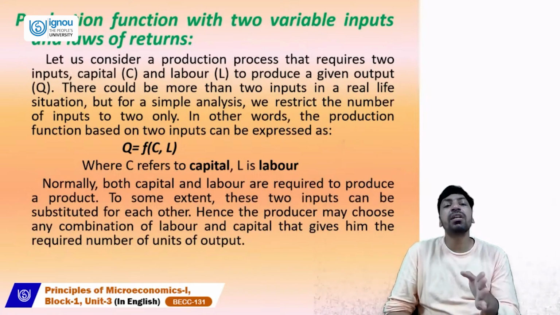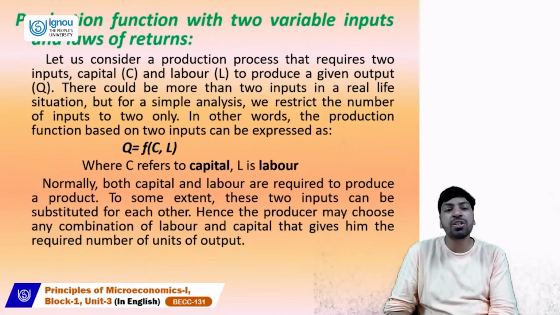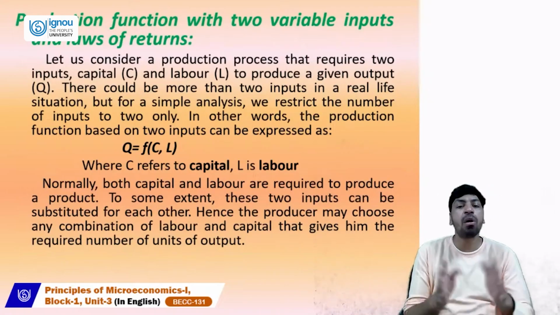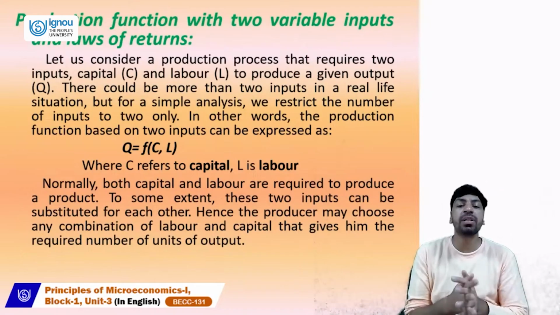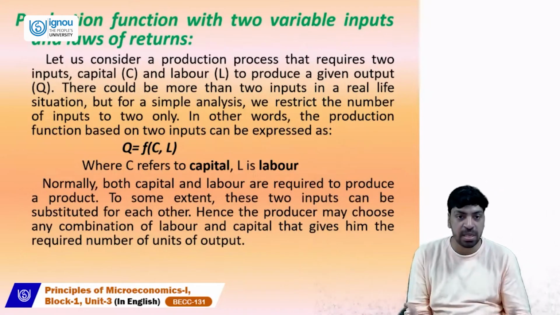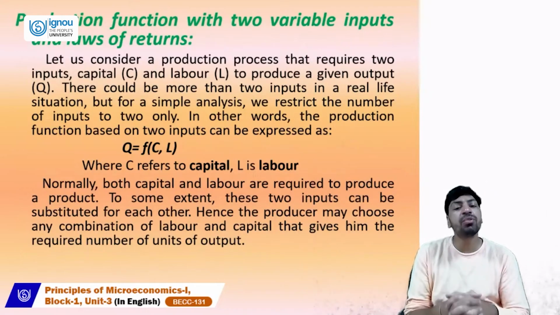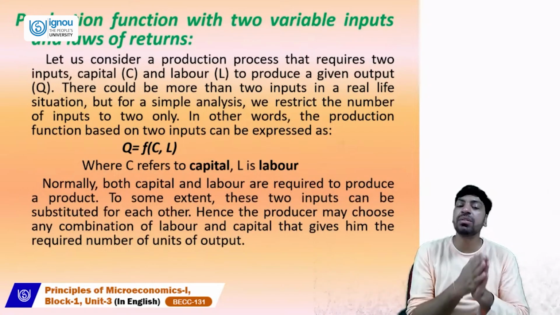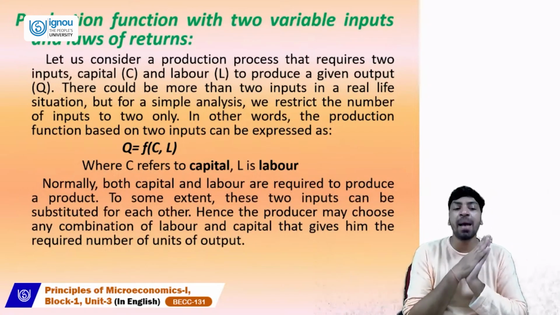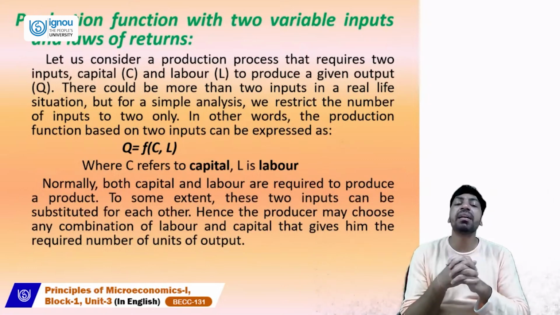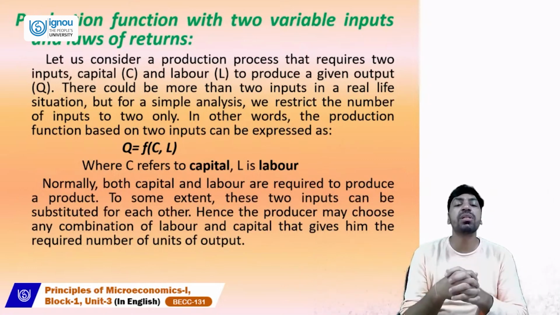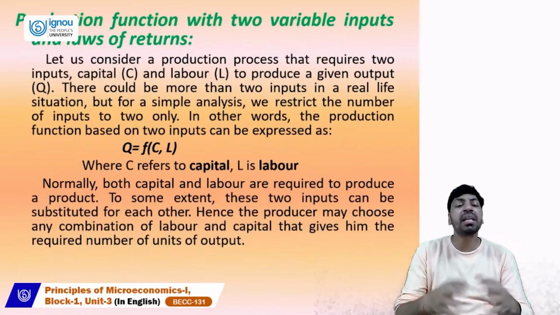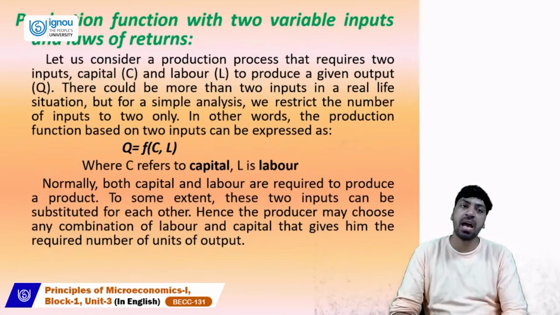So the production is a function of capital and labor, and accordingly both are required to produce a main product, and both are substitutes for each other. Whatever the combination of these two inputs, labor and capital, it definitely gives us the required number of units of output needed in the particular situation and scenario.